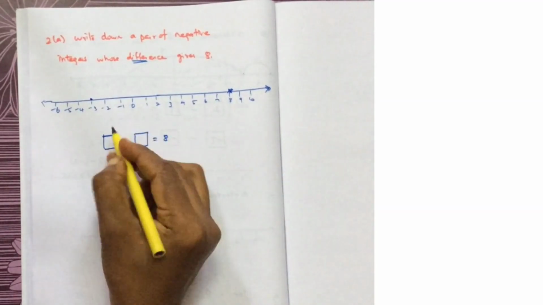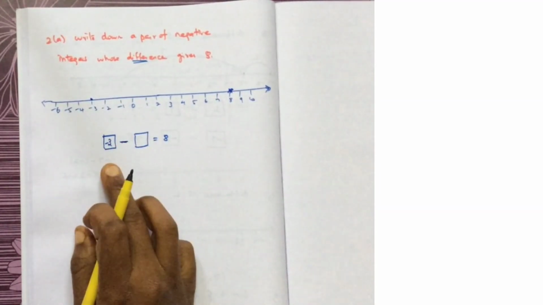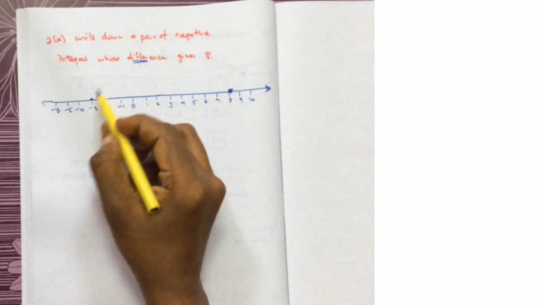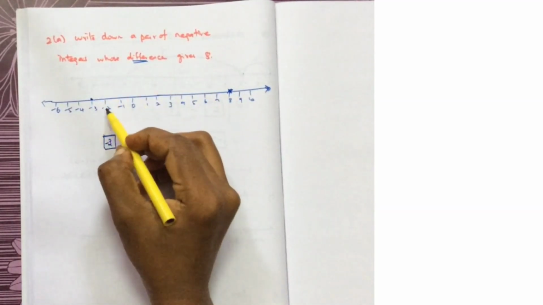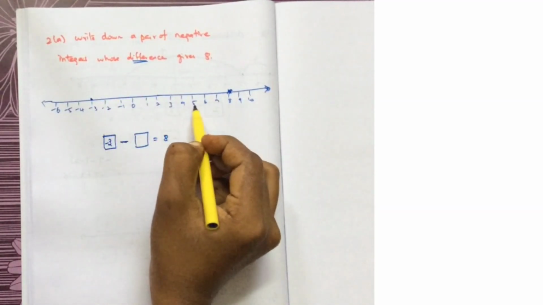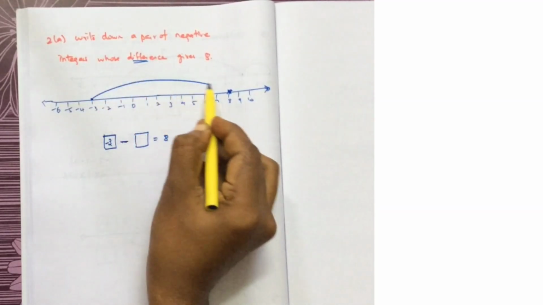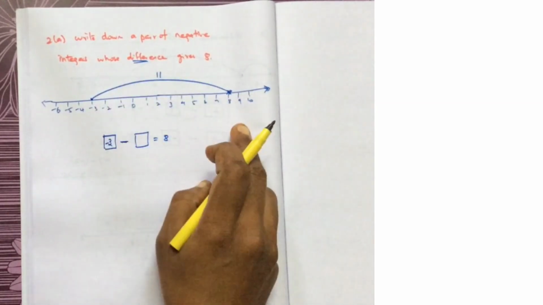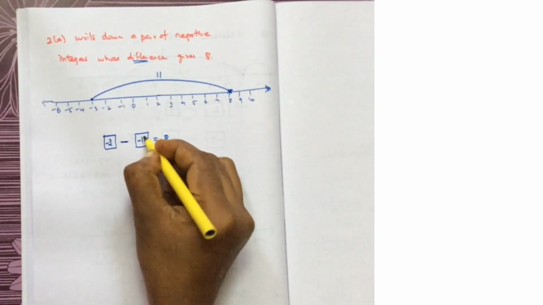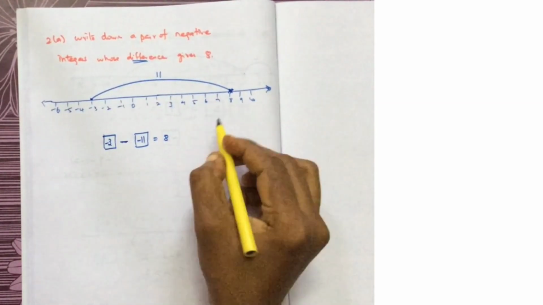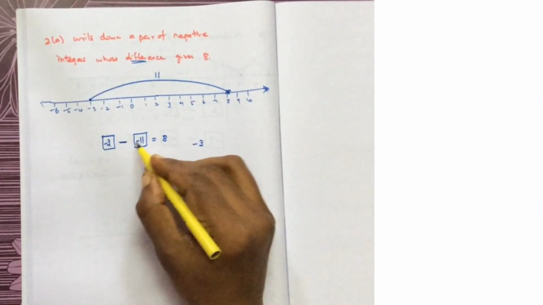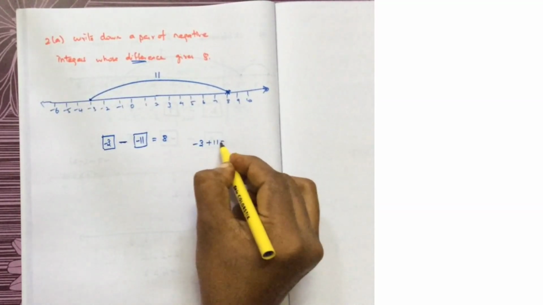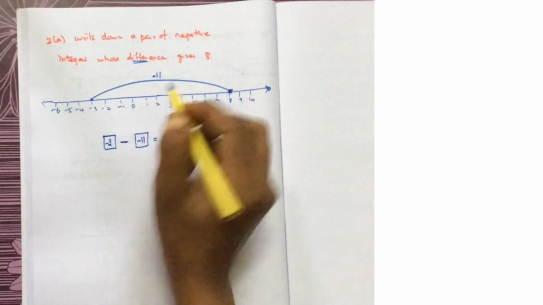Okay, so I will start from minus 3. From minus 3 I have to reach 8. So 1, 2, 3, 4, 5, 6, 7, 8, 9, 10, 11. So from minus 3 to 8 I have to make 11 steps. So it is minus 11 here. So minus 3 minus of minus 11 gives 8.